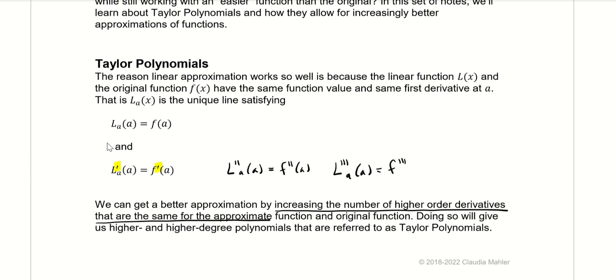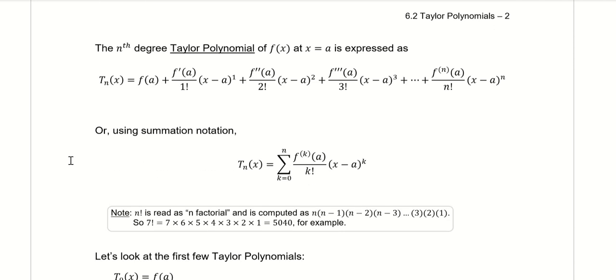Or even further, maybe the third derivatives are the same. Basically, the more derivatives that are the same between the approximation function and the original function, the better the approximation will be. And these polynomials, these additional approximation tools, are what we call Taylor polynomials. So Taylor polynomial is basically the name we give to a structure of a certain type of polynomial. So we can talk about the first degree Taylor polynomial, the second degree, the third degree, the fourth degree, etc.